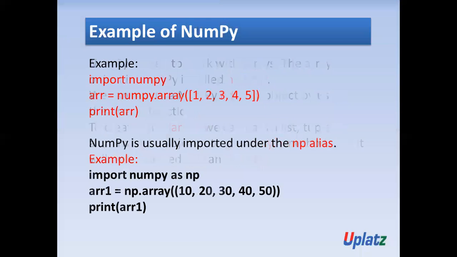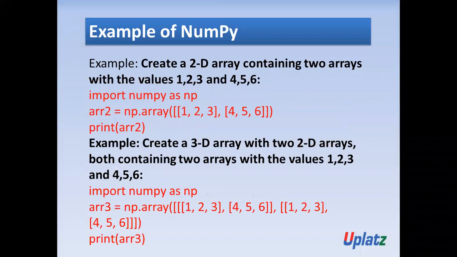So we have seen a basic, simple example of NumPy, through which we have created ndarrays. Now let's see the next example. Create a 2D array containing two arrays with the values 1, 2, 3 and 4, 5, 6.